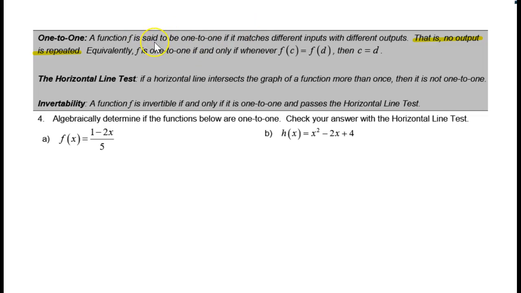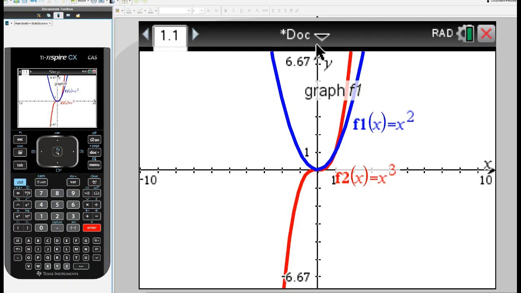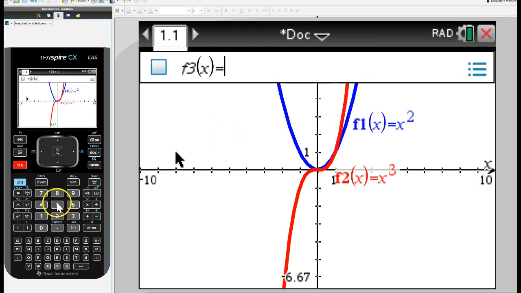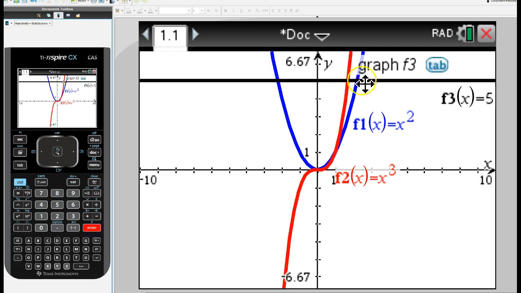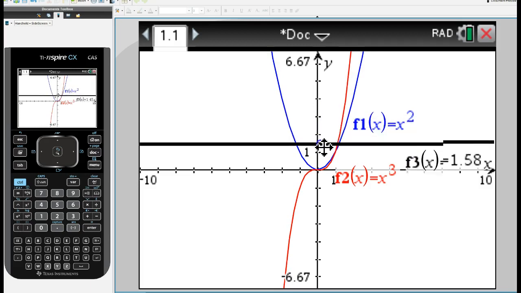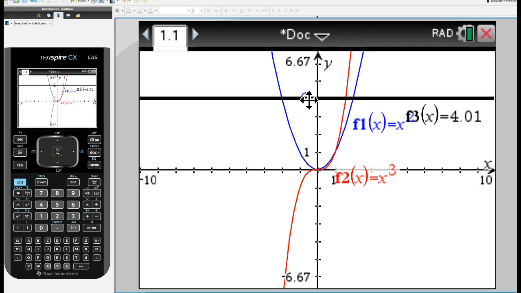It fits this definition. The horizontal line test is a way for us to test graphically whether or not a function is one-to-one. Basically, you take a look at the graph, and if a horizontal line intersects the graph at more than one place, then it is not one-to-one. You can see that in the function y equals x squared. Let me just go ahead and add a horizontal line here. We'll go at y equals 5. I can take that line and drag it. If it intersects the function in more than one place, it's not one-to-one.